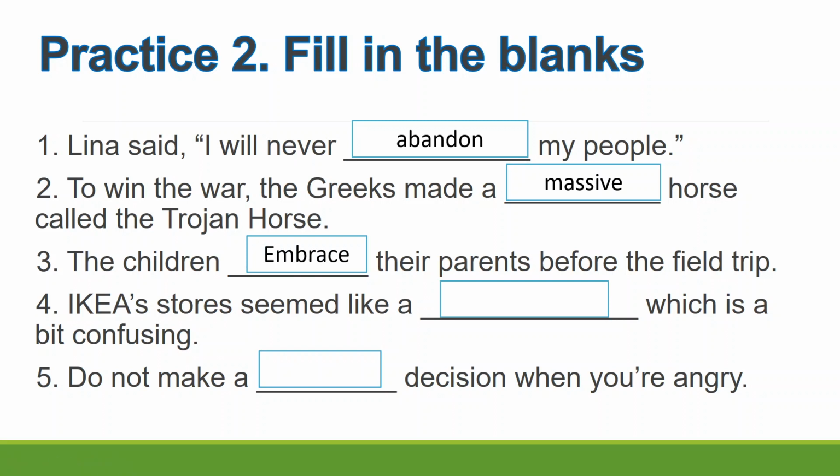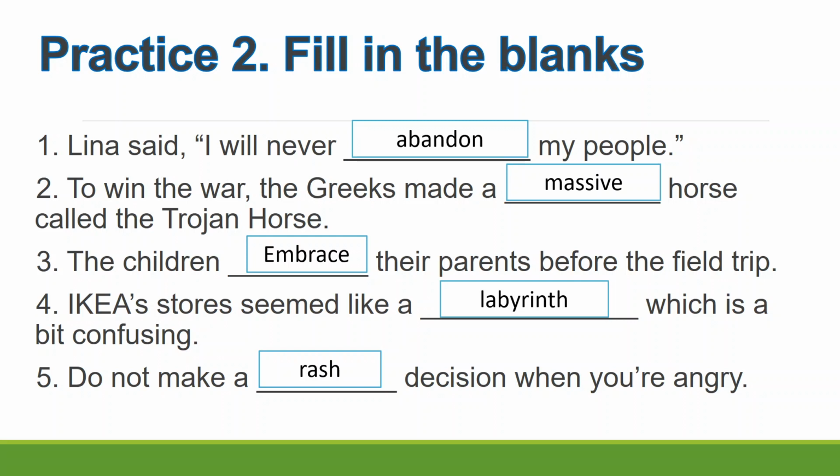Embrace. Number 4, the IKEA store seemed like a labyrinth because it's a little bit confusing, a winding passage where it's very hard to find a way. Okay. And number 5, do not make a rash decision when you're angry. So which means a quick, foolish, or somewhat stupid decision when you're angry. Okay. So that's practice number 2.